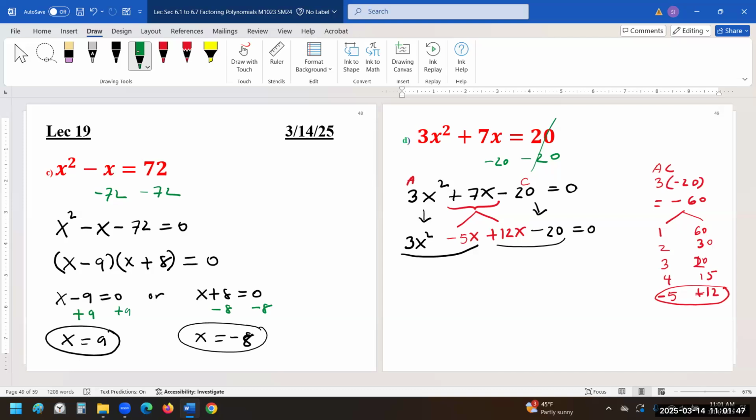What do you notice in the first group? X. So you factor out the x, and what remains? 3x minus 5. And then what do you see in the second group? 4. So I put plus, because we have the plus sign here. 4. And when you factor out 4, what remains? 3x minus 5.